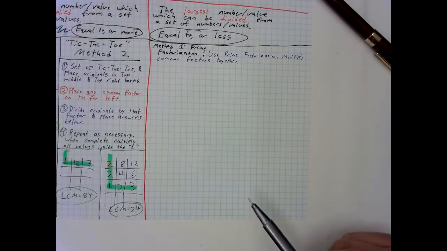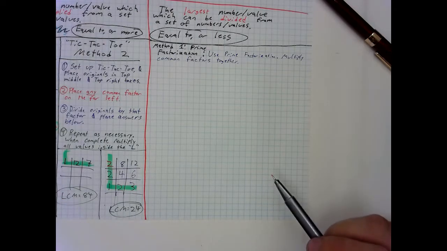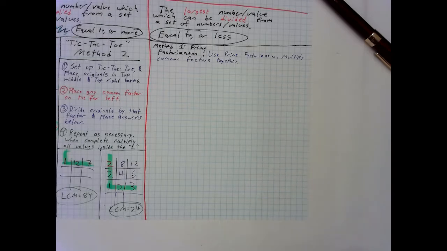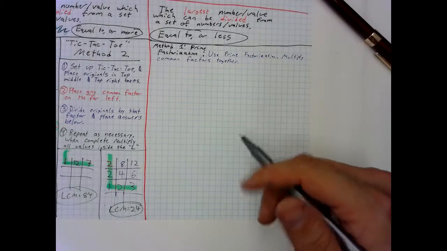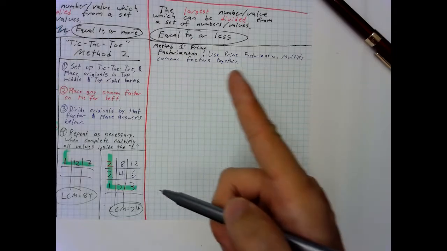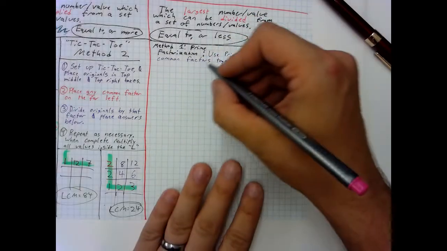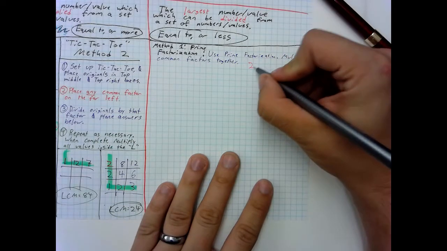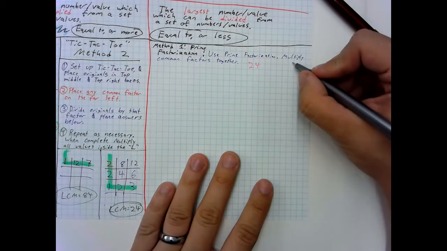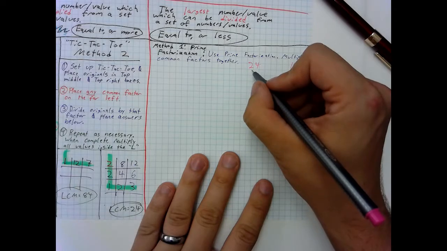Method number 1 for finding greatest common factor is going to be using prime factorization. Step 1, use prime factorization. Duh. Step 2, multiply common factors together. That sounds a little strange, so I'll show you what I mean. We're going to use 24 and 18 as my examples.